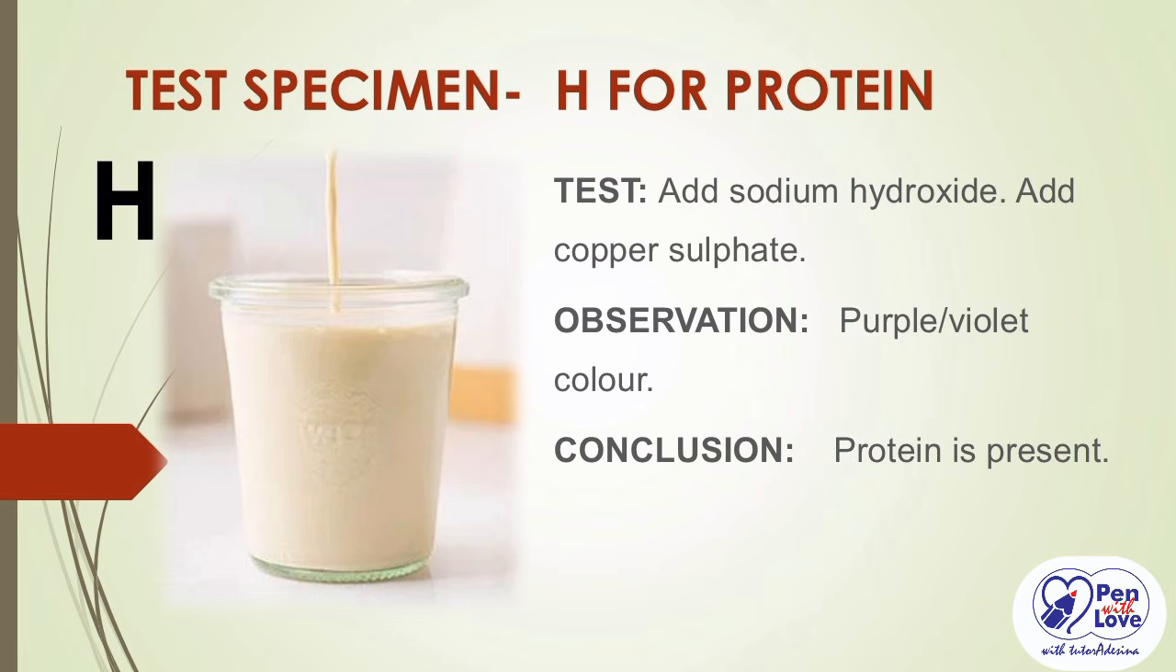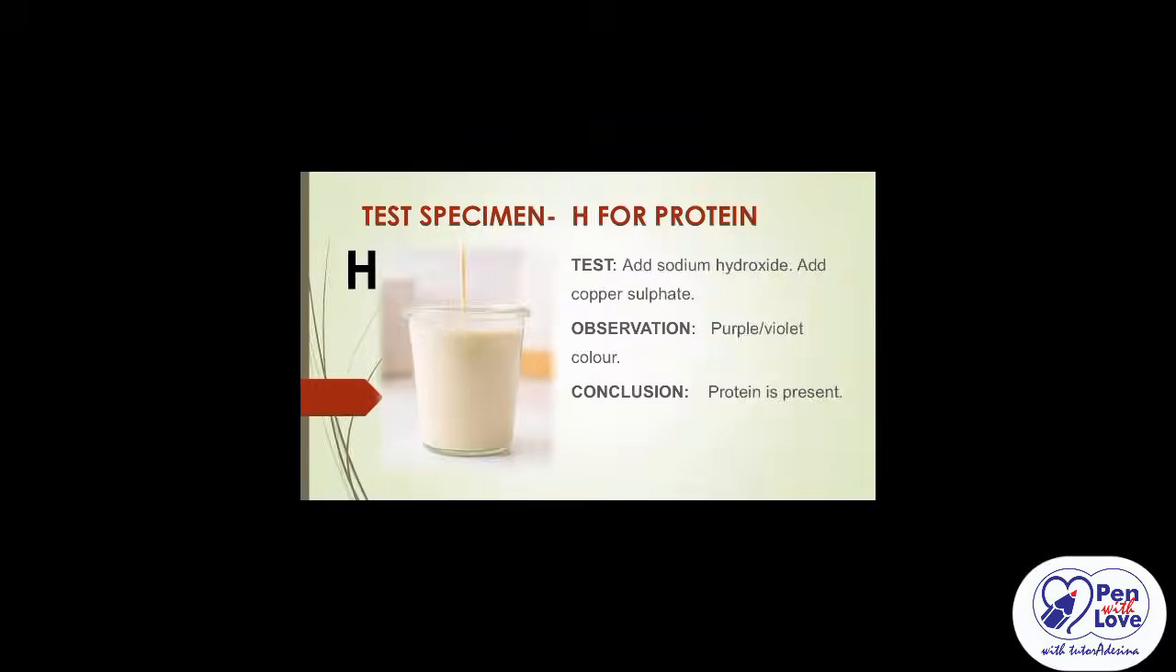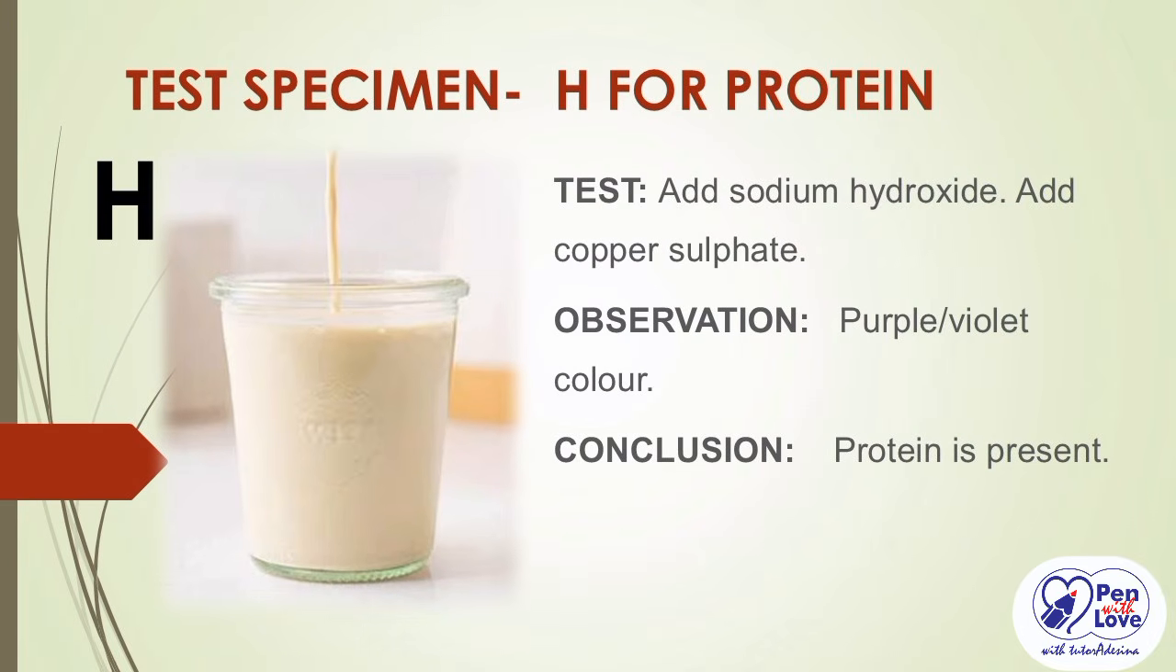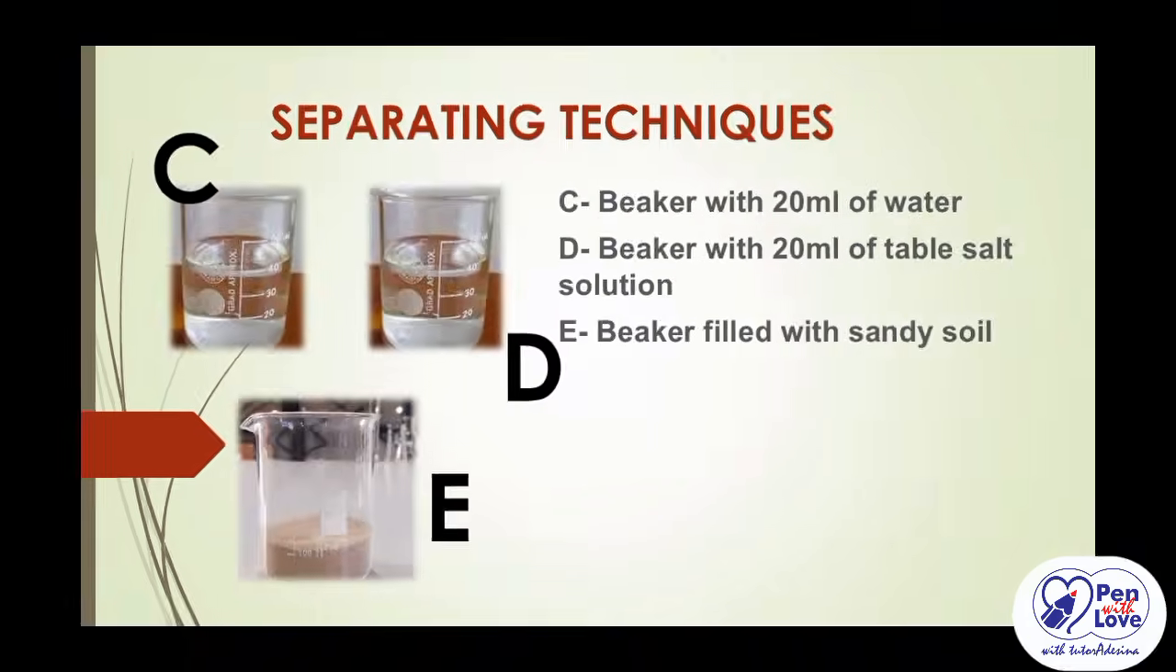The next one is your specimen H, which is known as evaporated milk. They can ask you to take specimen H, add sodium hydroxide, add copper sulfate. So when you add those things, observation: purple or violet color is going to appear. Then what is going to be your conclusion? Protein is present.